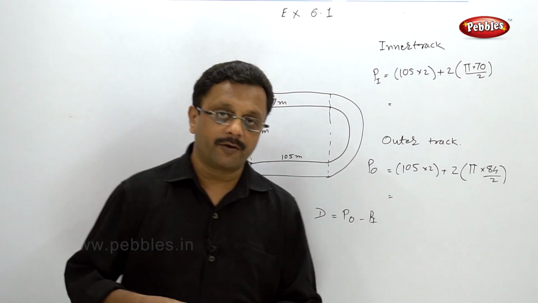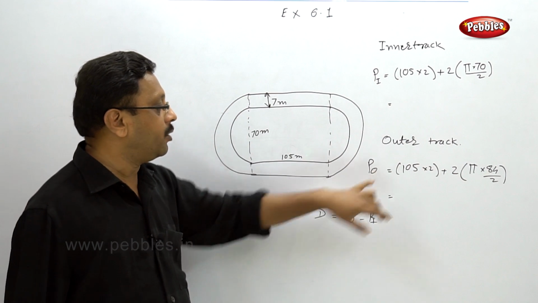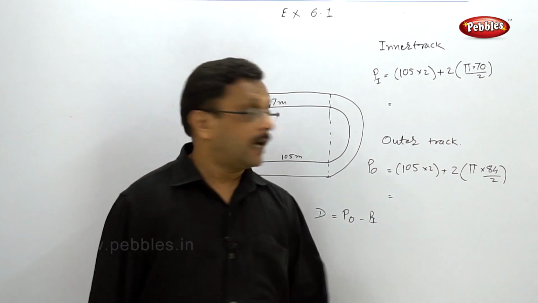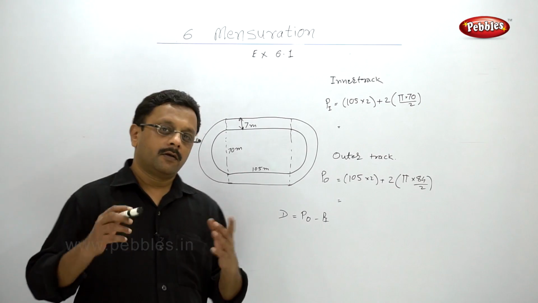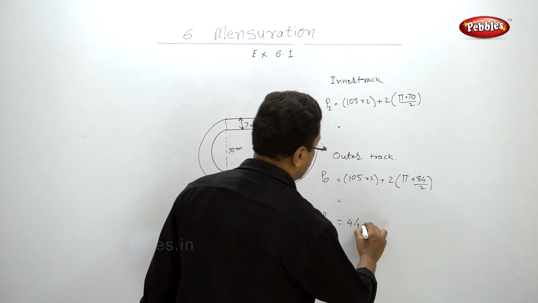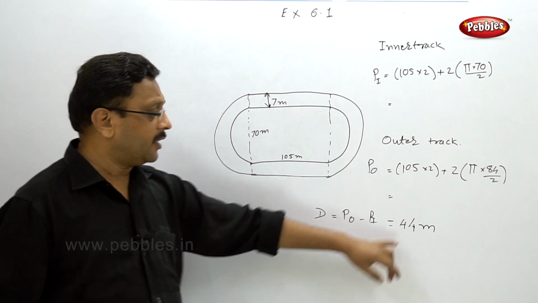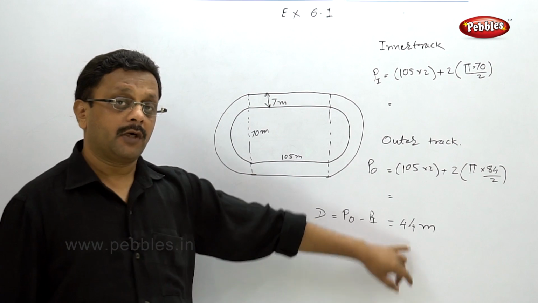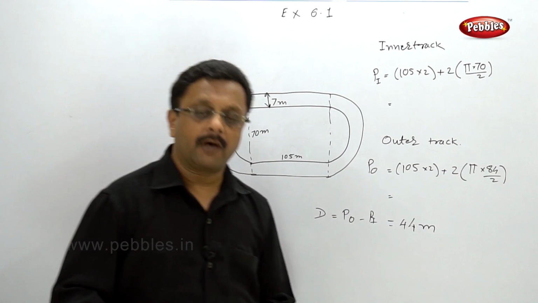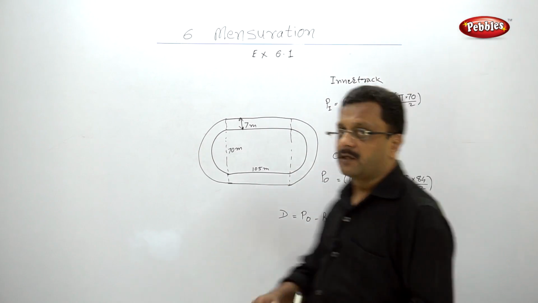So please pause your video and solve these two, find out PI and PO, and at last the difference. Please pause your video and solve this example. The final answer you might have got is 44 meters. I have given you the final answer, 44 meters, but I have not told you about perimeter inner and perimeter outer. Why? Now this is the perfect method.